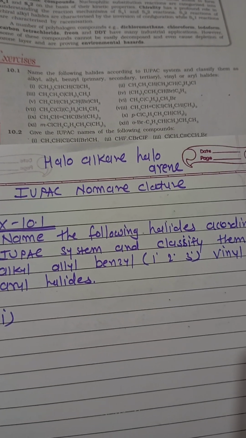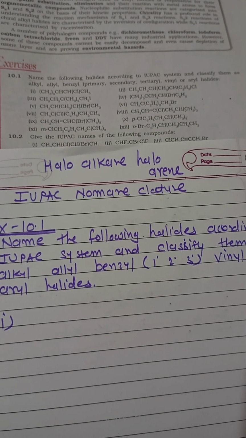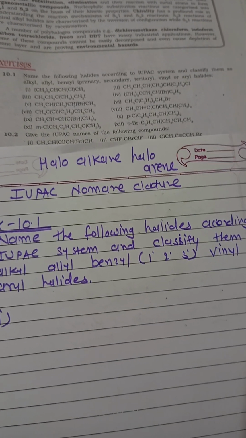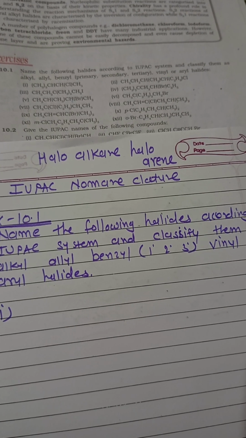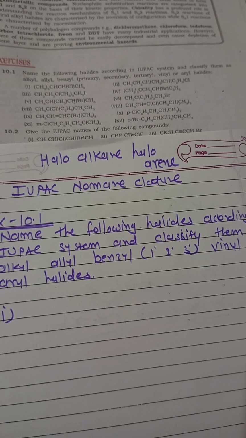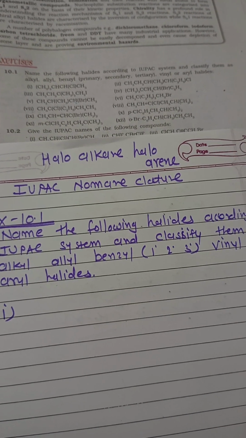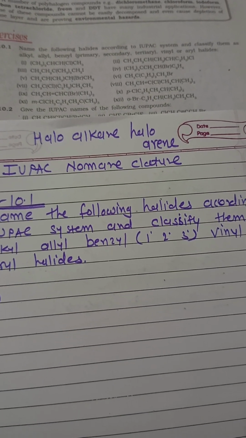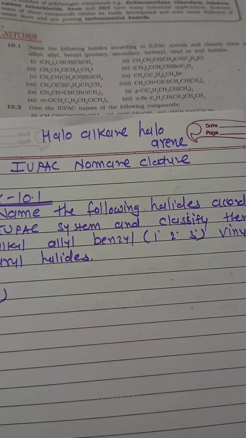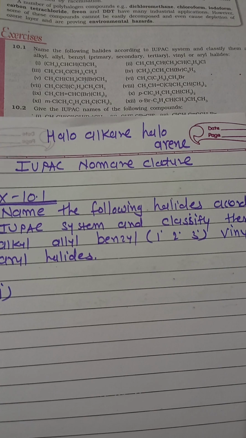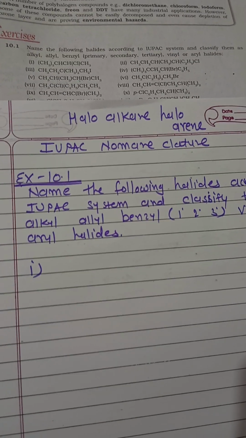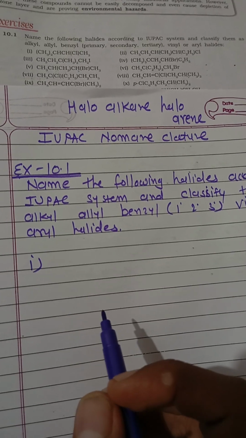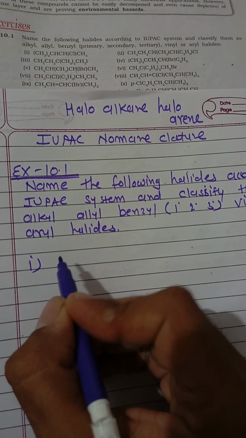Name the following halides according to the IUPAC system and classify them as alkyl, allyl, benzyl, primary, secondary and tertiary, vinyl or aryl halides. So this is the kind of question given to us. One by one we have to consider each example and solve it. Okay, so here the first example is given to us like this.